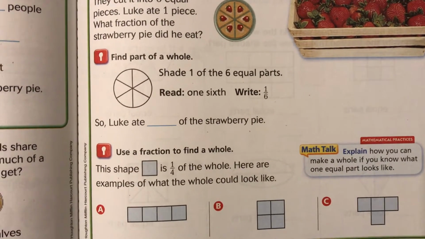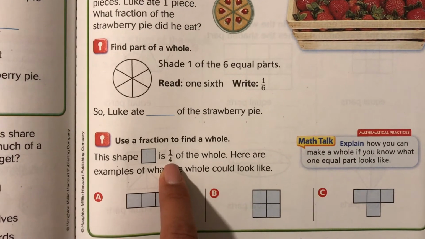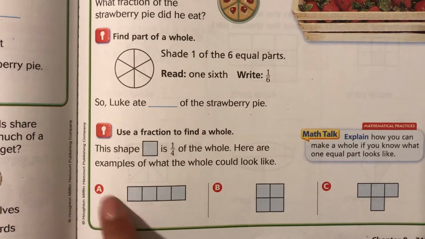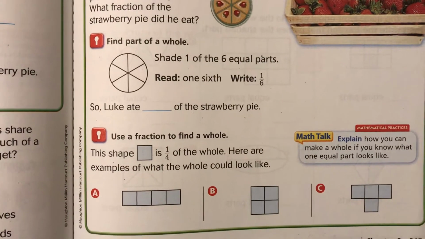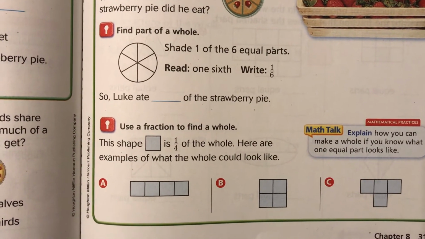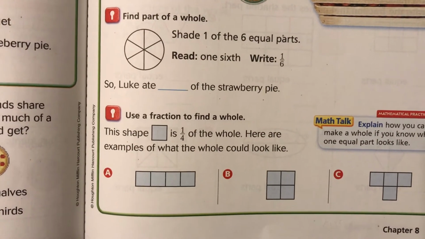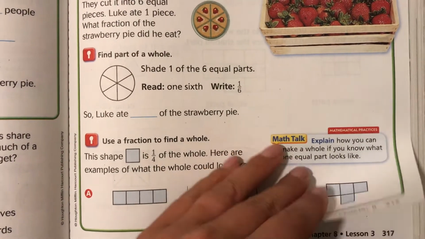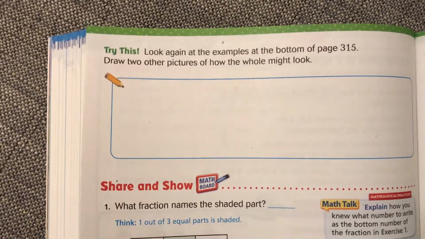So I can look at the bottom number here to find how many parts there are in the whole. Then I can draw that number of equal parts to make the whole. All right? We're going to try that just now. Look again at the examples at the bottom of page 315. We're going to look back at this.